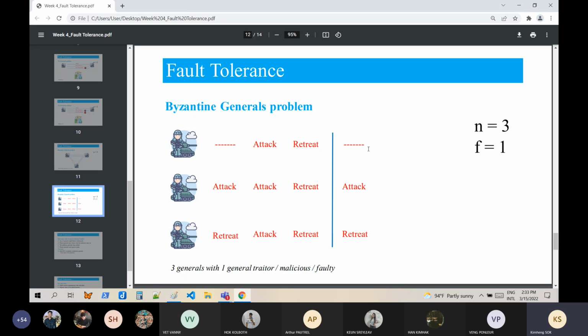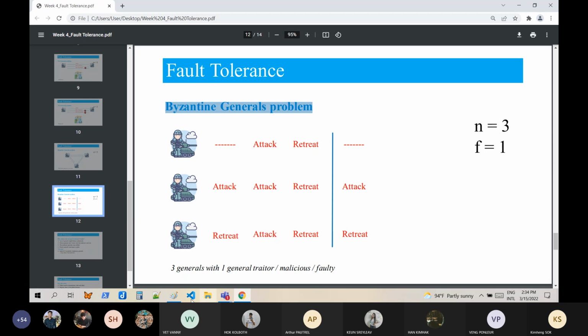So in the final decision we can see that they do not agree. They did not make a unique agreement. One is attack, one is retreat, and one is something we don't know. He can say attack or retreat, depending on him, because he is the traitor. So finally, we don't know what the decision is, whether to make the attack or not. That is why we say this is also a problem. We call it the Byzantine general problem.